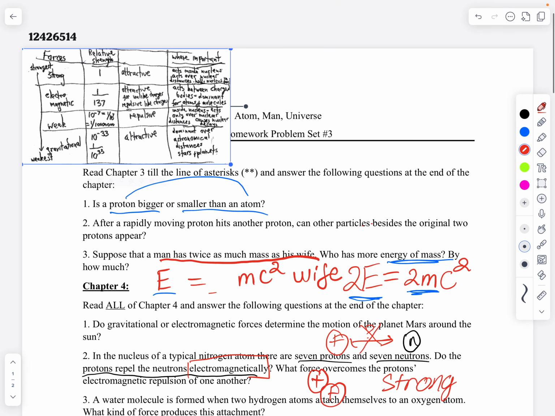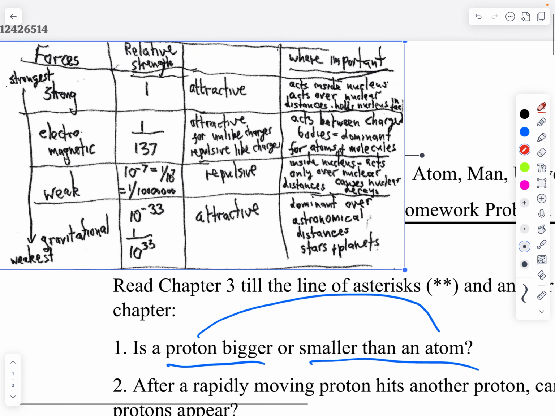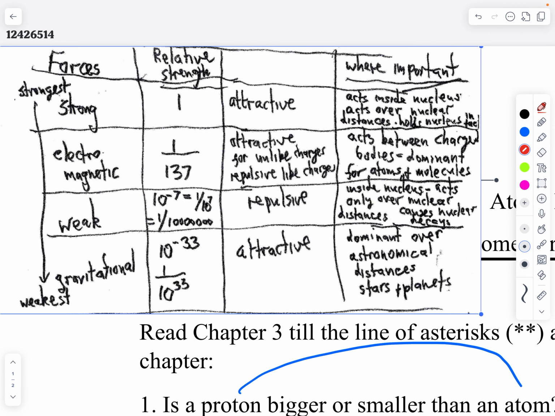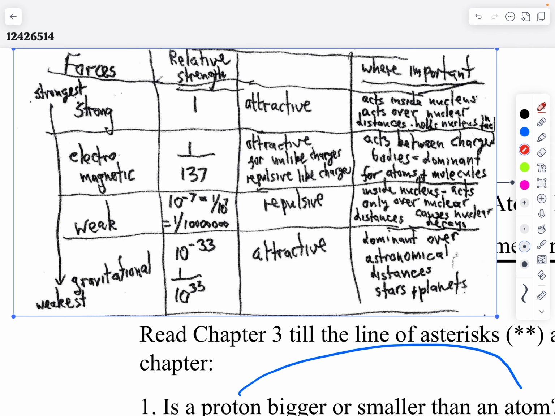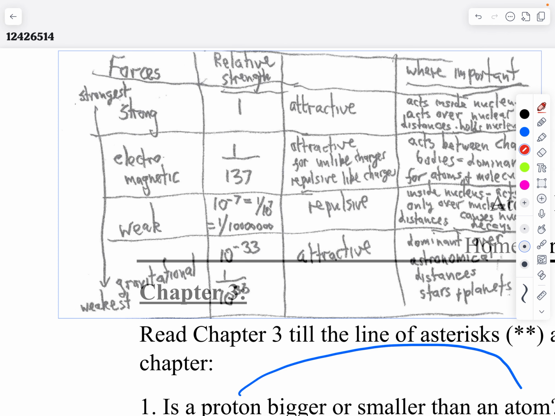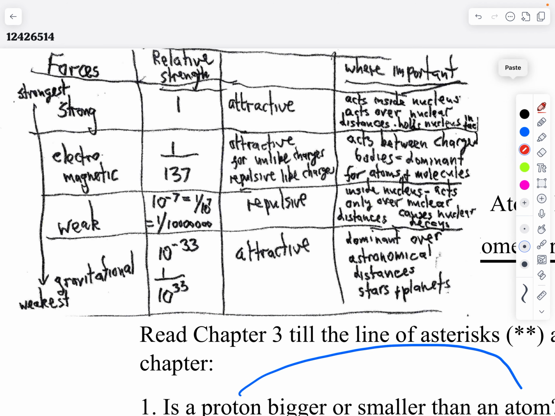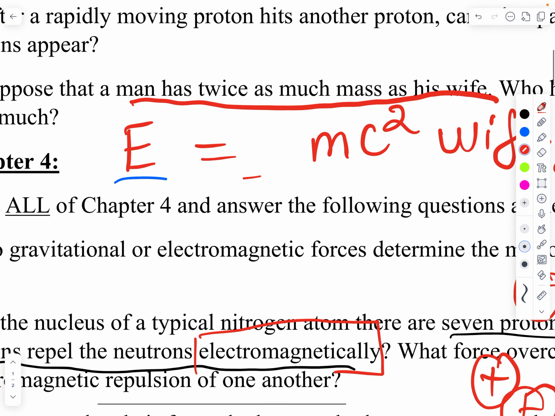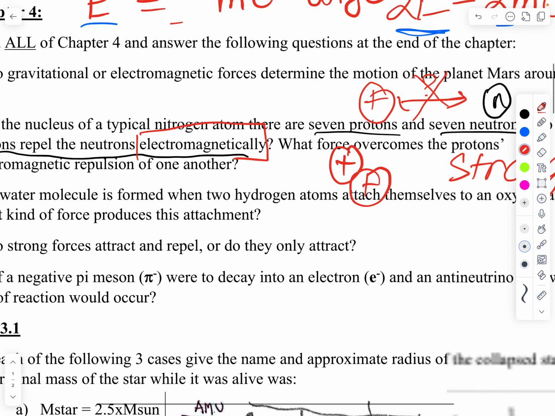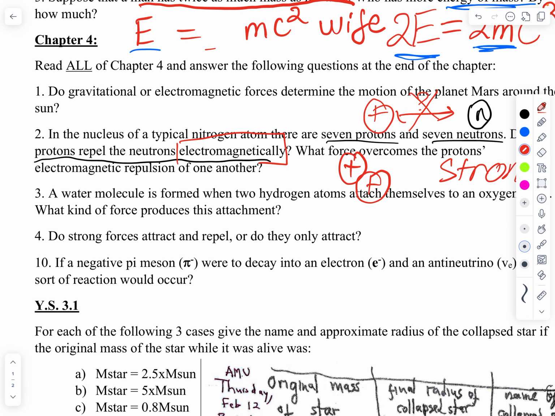which I have right here. So they are an attractive force, and they act inside the nucleus, over the nuclear distance. Nuclear distance is basically within the nucleus, because it's small. It holds the nucleus stable. That's what it does. So remember, there's only the proton and the neutron in the nucleus.